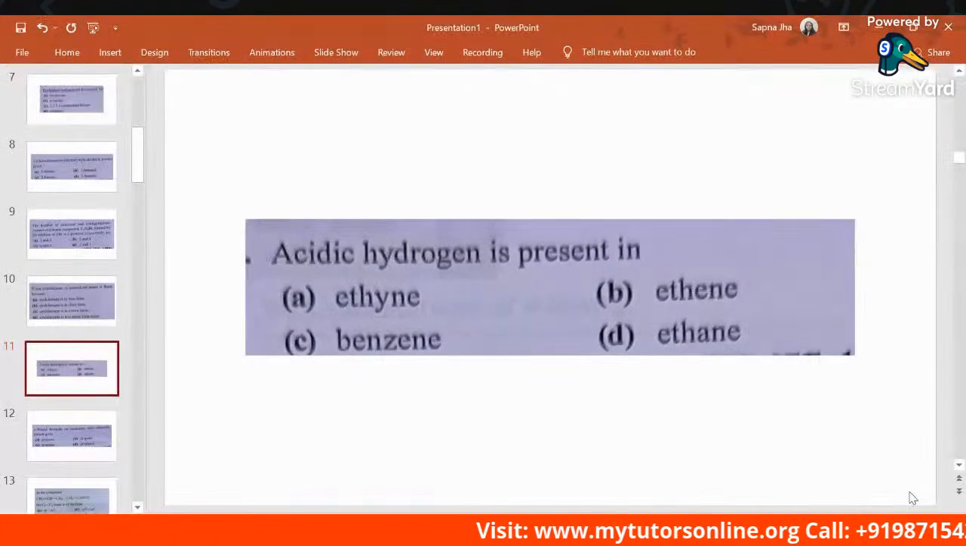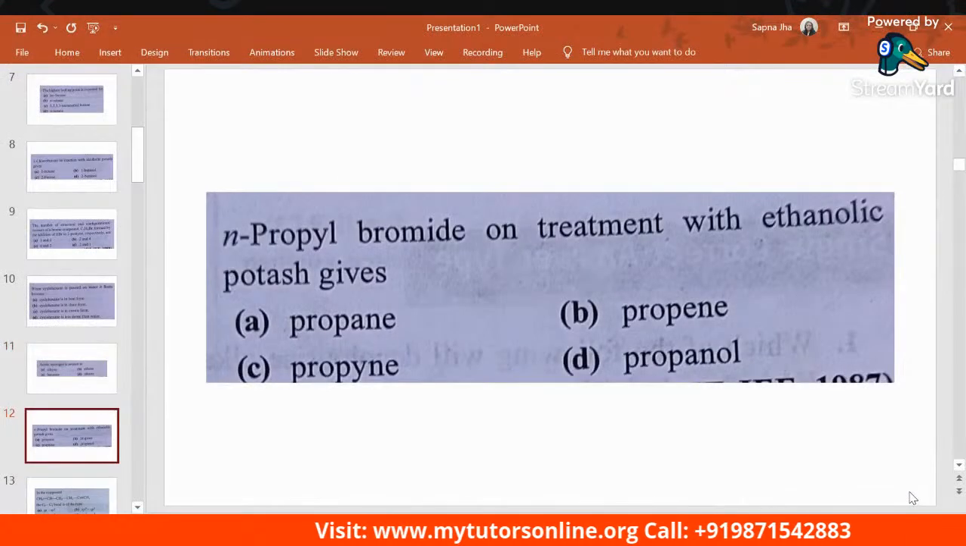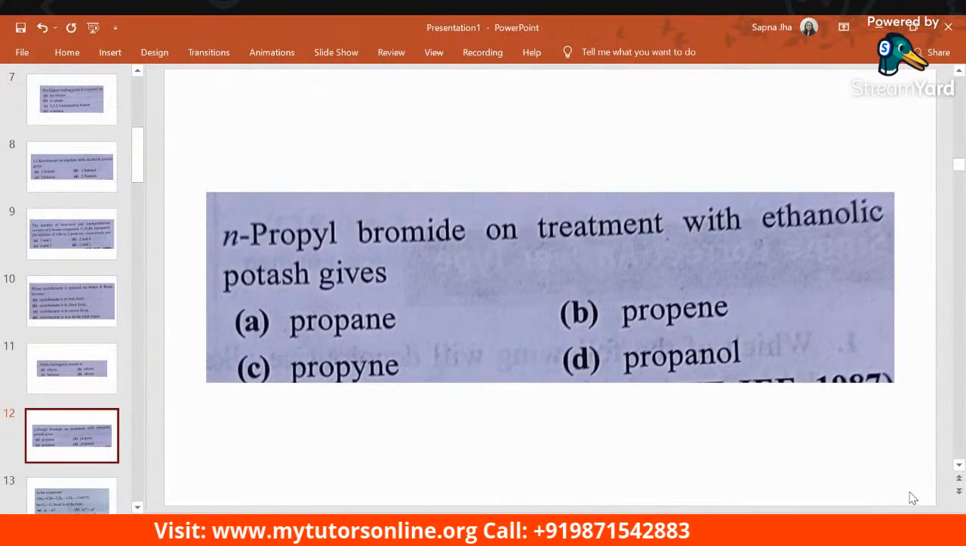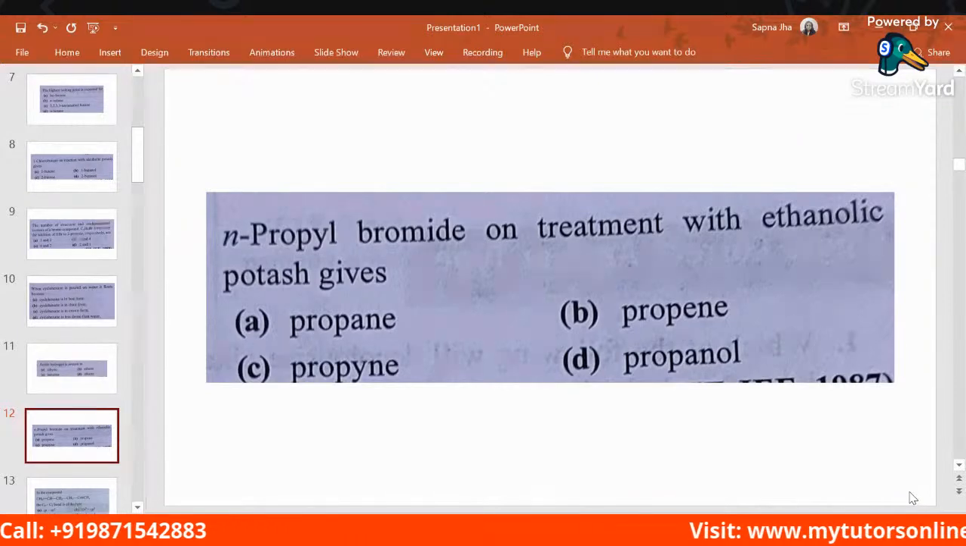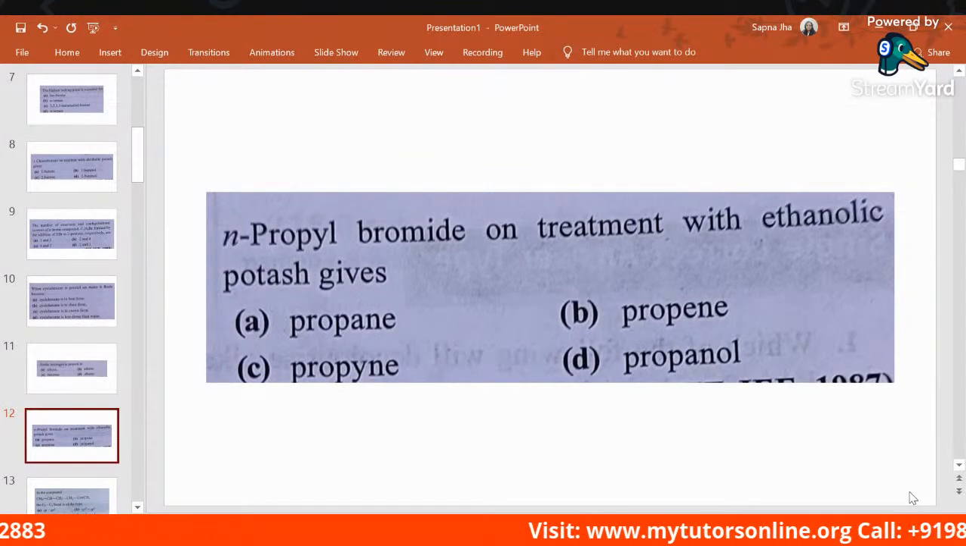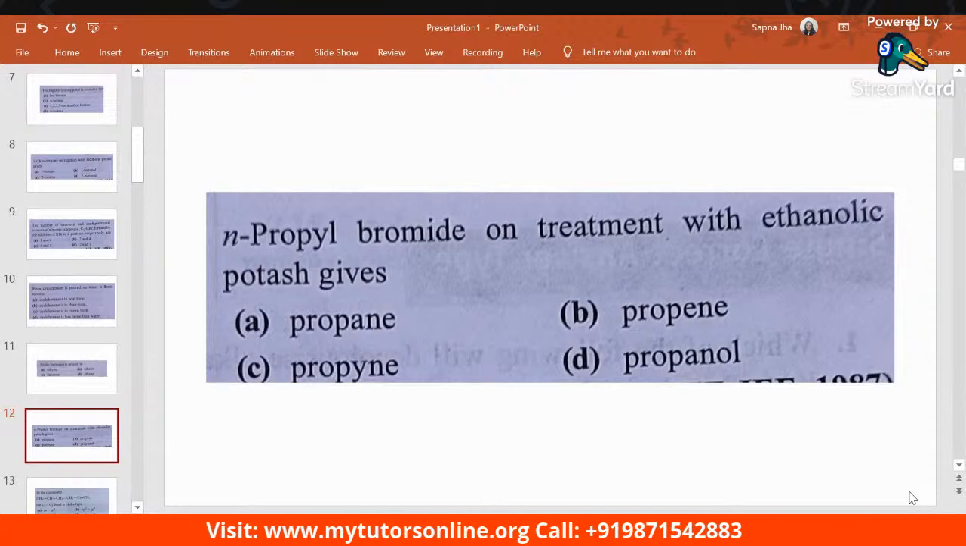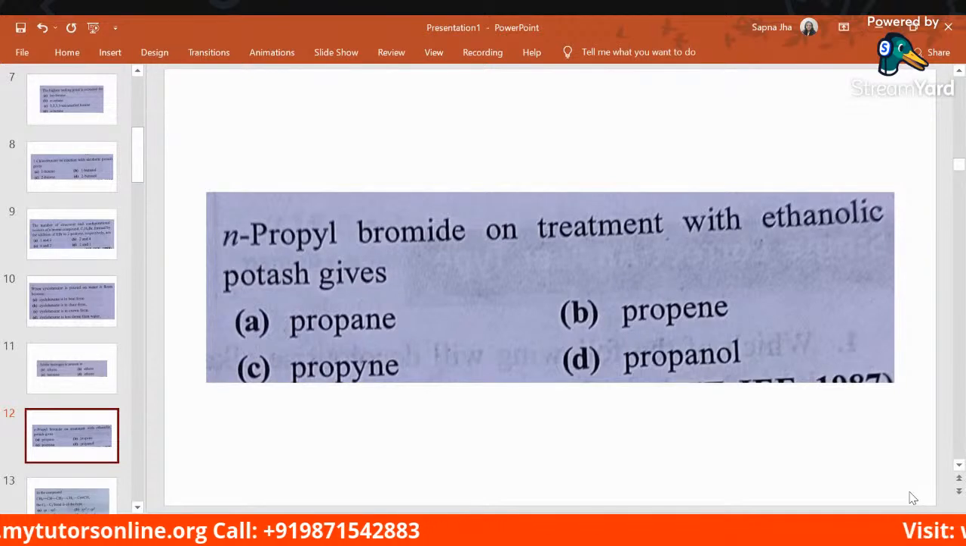So let me share the next question. The next question is normal propyl bromide on treatment with, I think I asked this question once again. Anyways, write the answer. Normal propyl bromide on treatment with ethanolic potash gives what?